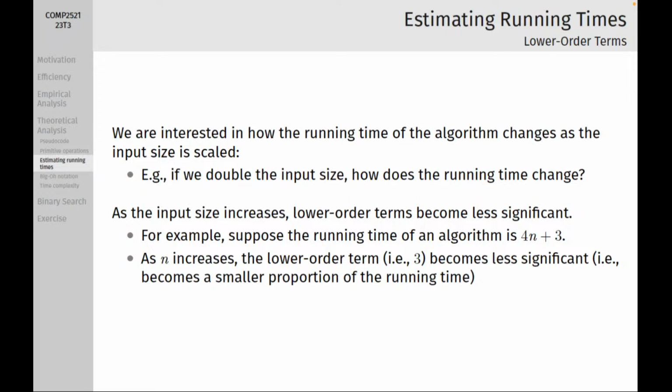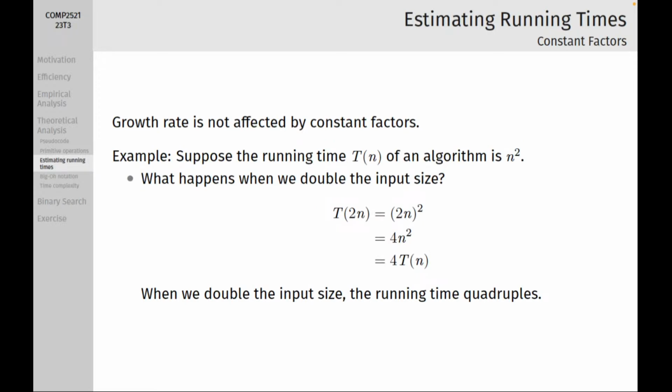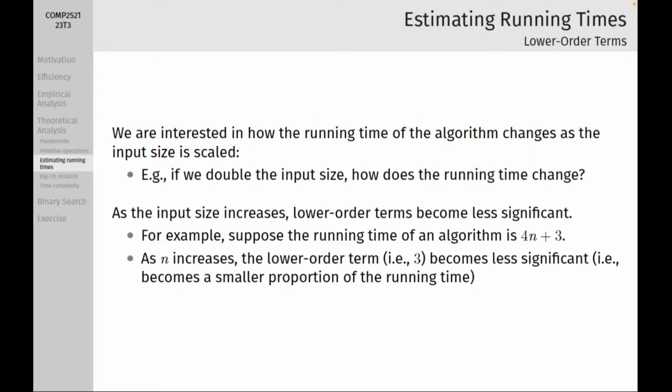So what this means is that we can basically ignore the lower order terms, because we're interested in what happens when we feed lots of data into the algorithm, like 10,000, 100,000, a million. Okay, so we can ignore lower order terms, but also what we'll notice is that the growth rate is not affected by constant factors. Even here, we've got 4n plus 3. It turns out that the factor of 4 here doesn't really affect the growth rate.